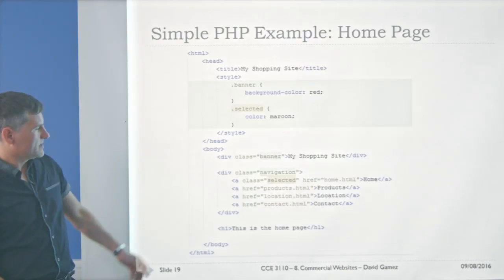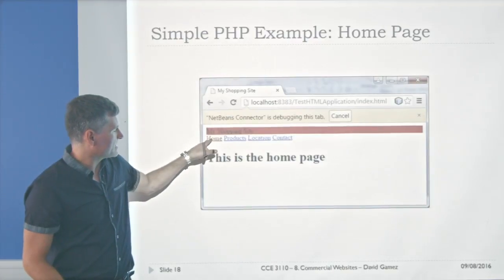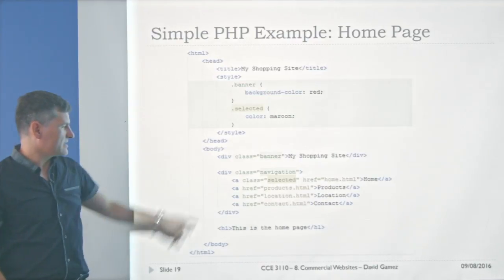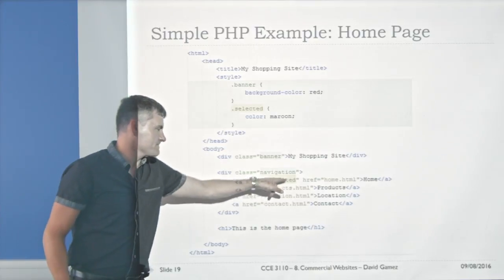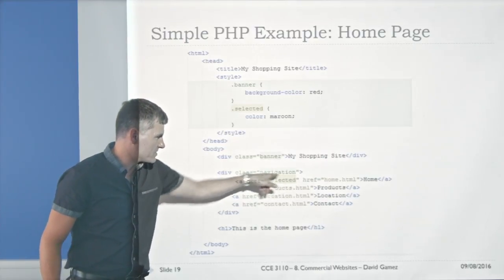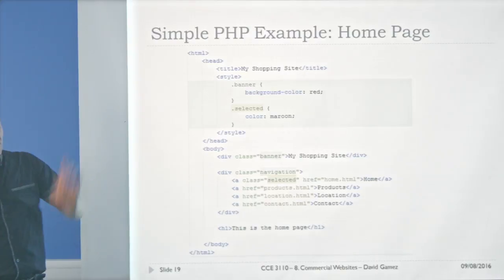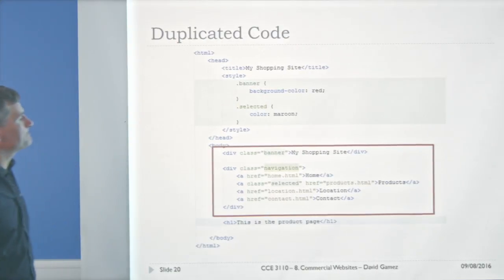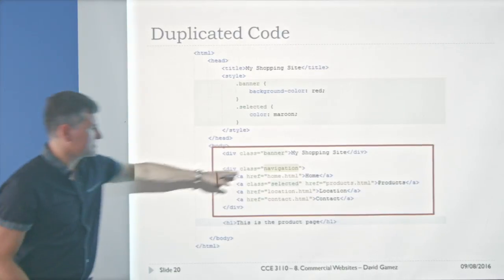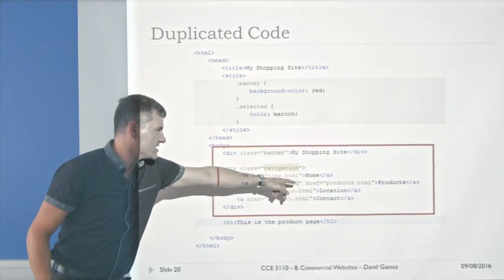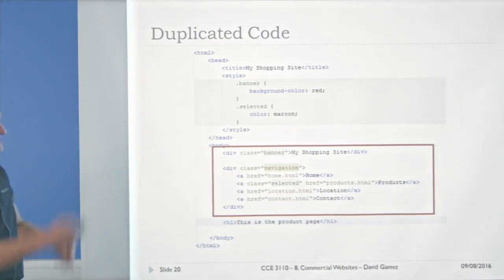So if you look here, this tells us we're on the home page, and that's using this class selected here. Whichever page we're on, we put selected so that it changes the color of the link of the page we're on. So this is one product page, and here the products link is the one that's selected.